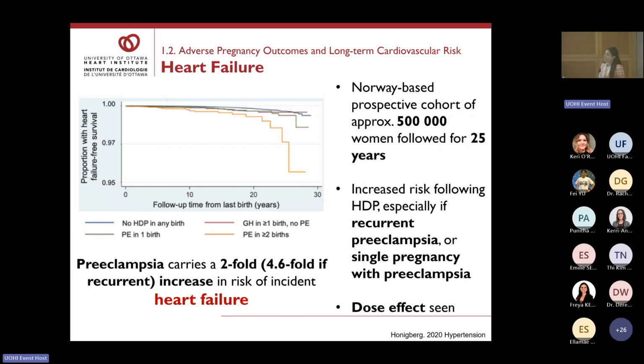The next point I want to make is about heart failure. So in large prospective cohorts in Norway, we're seeing an increased risk of incident heart failure in women that have had hypertensive disorders of pregnancy. And what's interesting is that we see a dose effect. The more severe presentations, for example, those that have recurrent preeclampsia are the ones that are at even higher risk. So if someone has had preeclampsia, they have a twofold increase in heart failure. And if they had preeclampsia more than once, that risk goes up to 4.6.